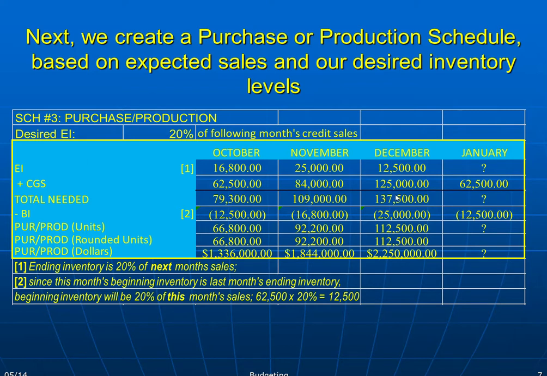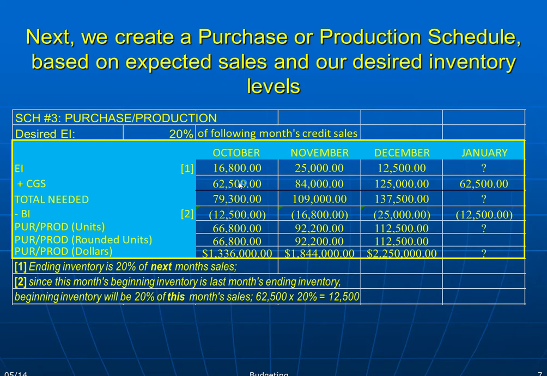So in this schedule, note first off that we're working with units and not dollars. So what we're going to do is take our basic equation from a T account for inventory and rearrange that to determine the number of units that we need to acquire. So if we have a desired ending inventory, which is 20% of the next month's sales, well, how many sales did we budget to have in November? 84,000. So we want to have that much inventory on hand. How much inventory do we need to have on hand to meet the budgeted sales for October? That was 62,500 units.